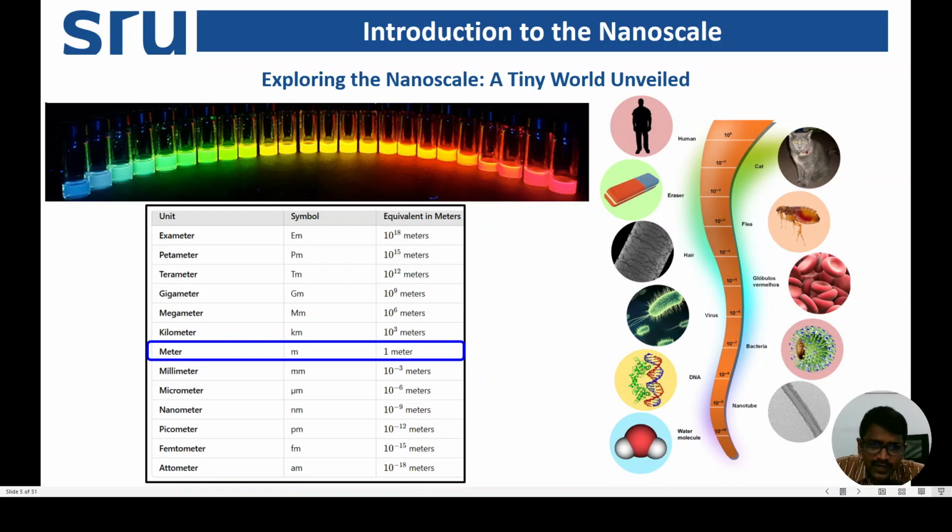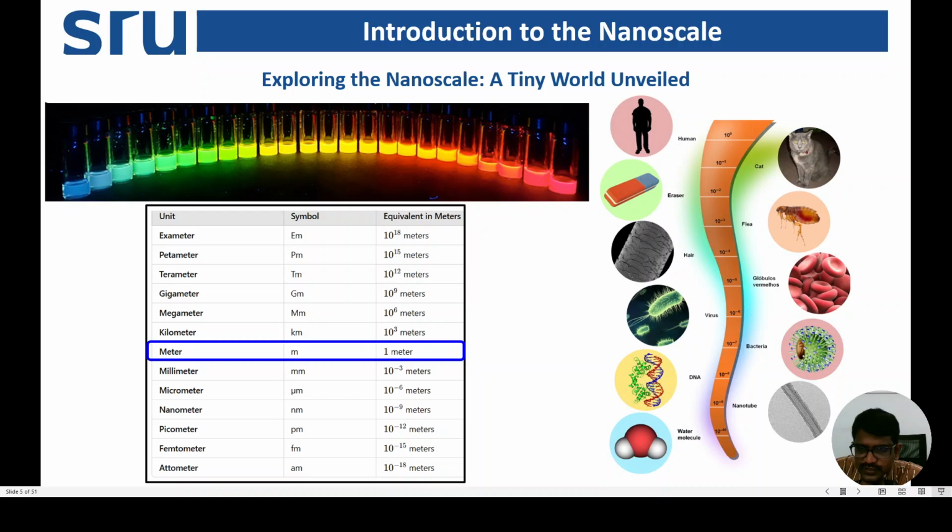As per our subject, ours is related to 10 to the power minus 9 meters. That is the nanometer. We are going to deal with objects and study the science at this small size, that means at 10 to the power minus 9 meters. What is happening? How will the properties change? How will the material behave? We are going to study the science at 10 to the power minus 9 meters. That is a nanometer, right?